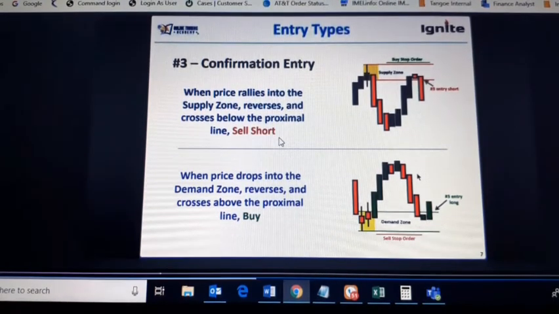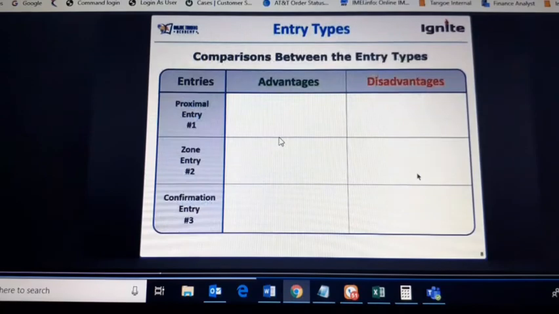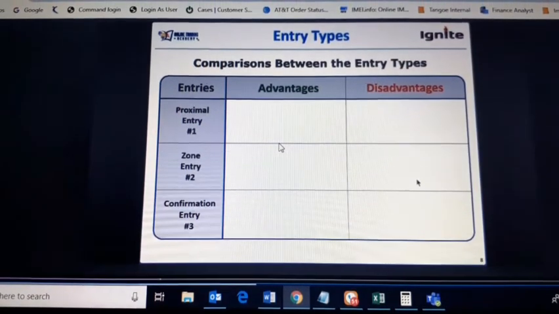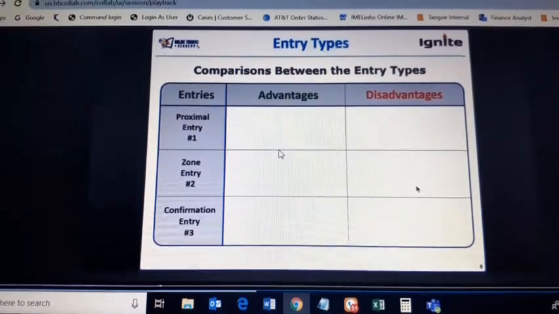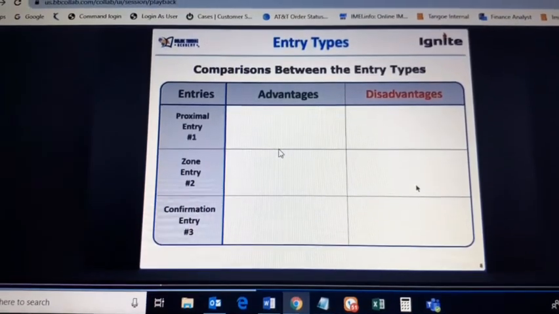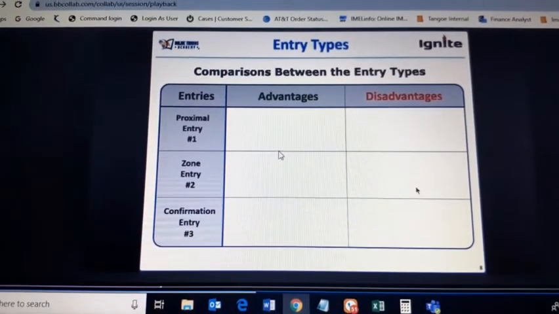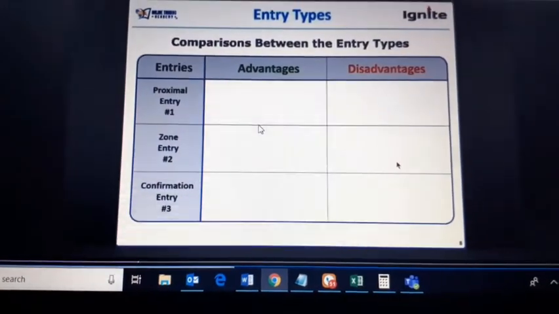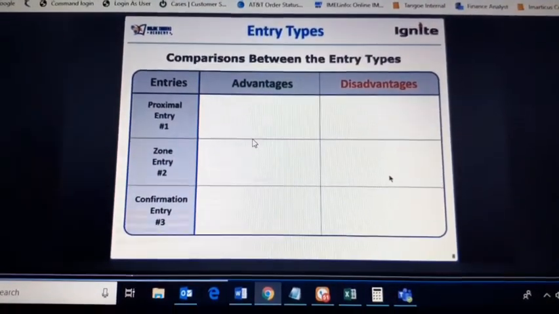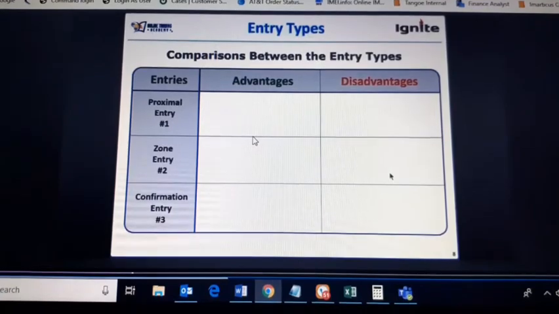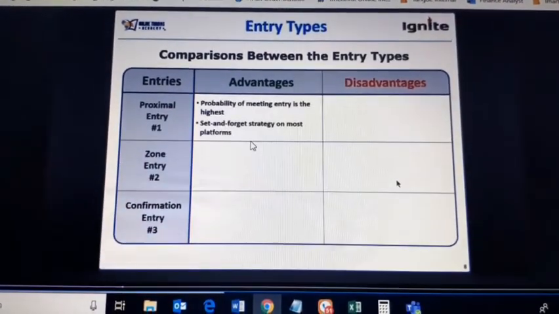Okay, so let us do the advantages and disadvantages, and then we will see. Then we will see on a growing candle, limit price may not work. It can work, you have to be fast. Okay. Thank you, Arun. So let us look at the advantages and disadvantages of each type of entry.